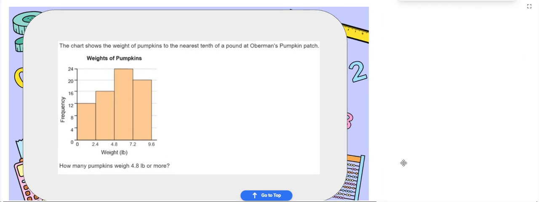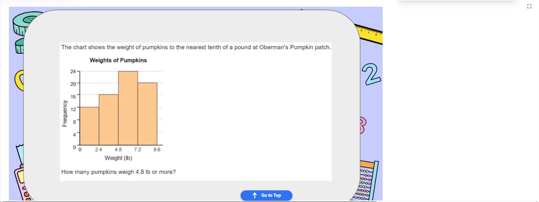The chart shows the weight of pumpkins to the nearest tenth of a pound at Oberman's pumpkin patch. How many pumpkins weigh 4.8 pounds or more? So I'm going to pause for a moment. You go ahead and pause the video. I want you to take a look at this histogram and see what you think about the numbers of pumpkins that weigh more than 4.8 pounds.